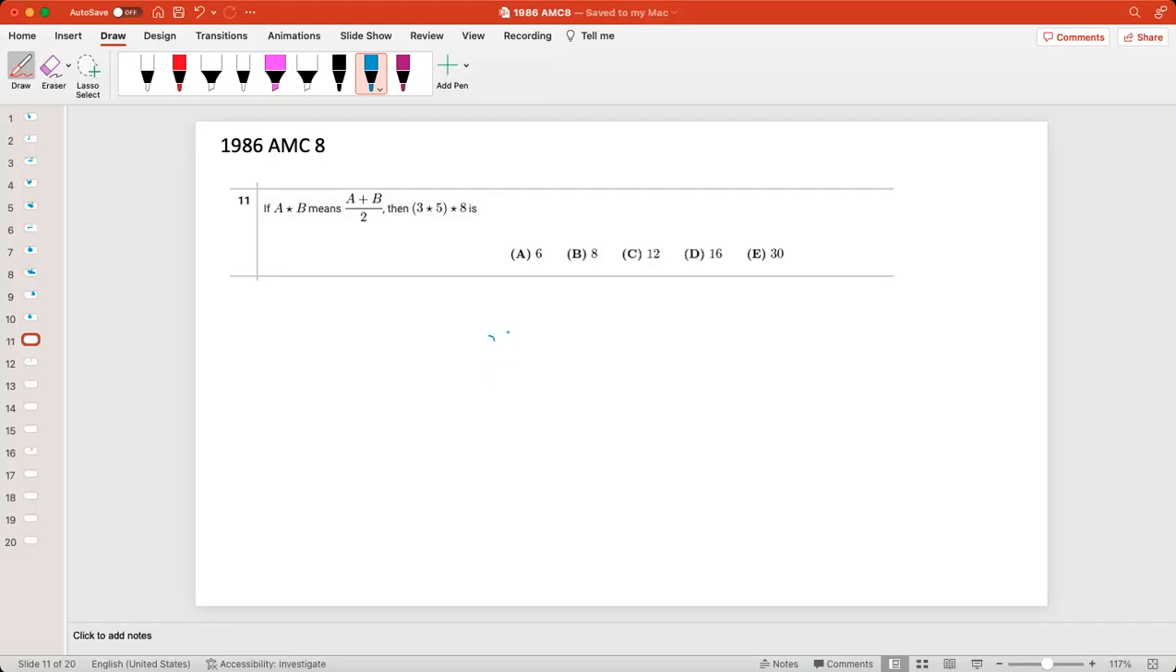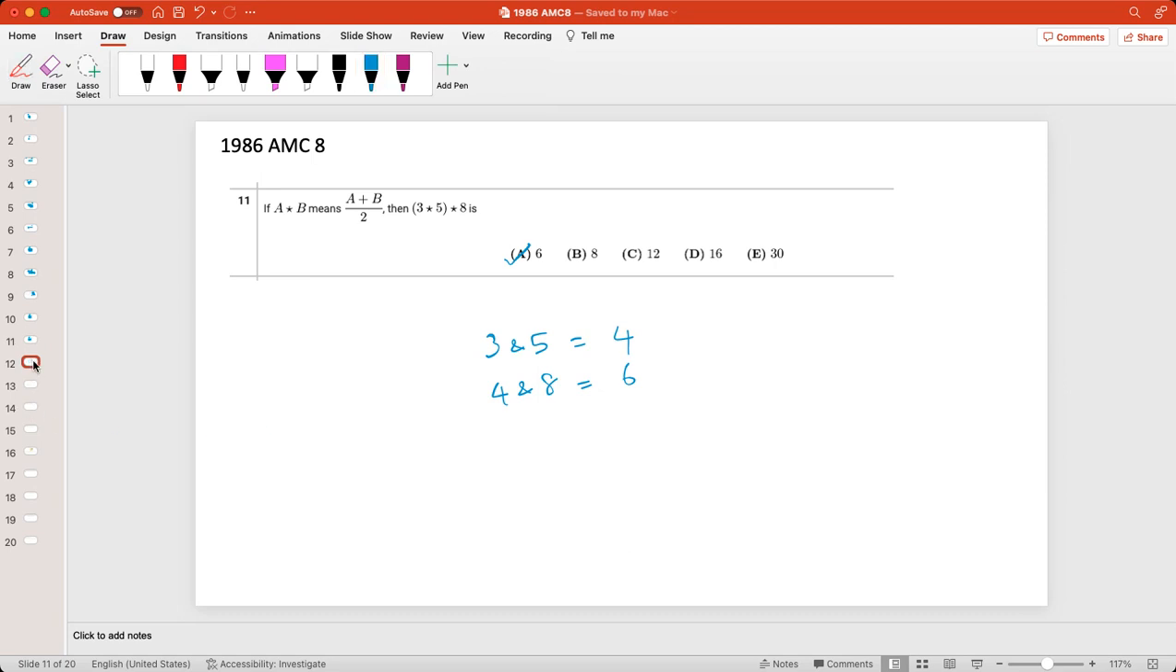So we are going to tackle 1986 AMC8 question number 11. If A star B means (A plus B) by 2, which is nothing but the average of A and B, then 3 star 5 star 8 is. So first we find the average of 3 and 5. So that's going to be 4. And then we find the average of 4 and 8, which is going to be 6. So your answer is A, 6.